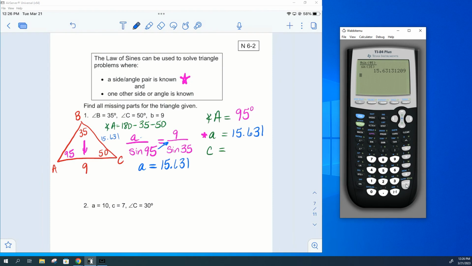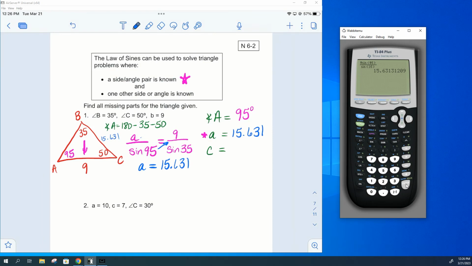Can I do a squared plus b squared equals c squared? No, because this is not a right triangle. So I have to do the law of sines again. Now, which one do I use? Do I use A and C or B and C? Well, theoretically, you could use both, but here's the deal.